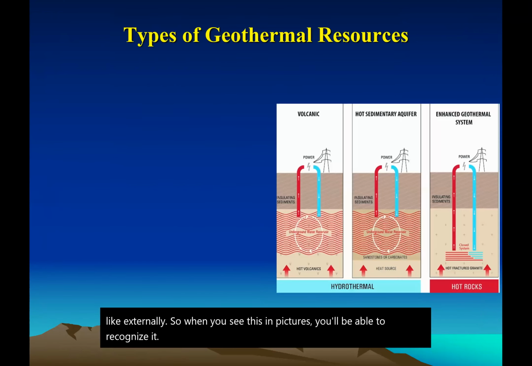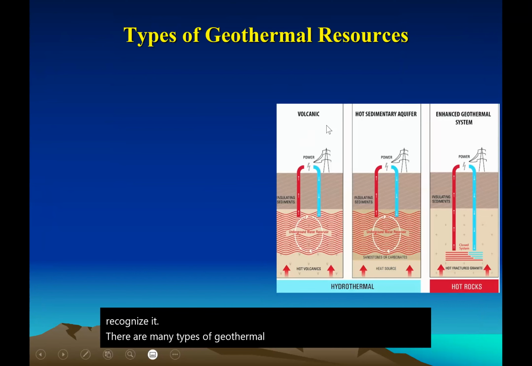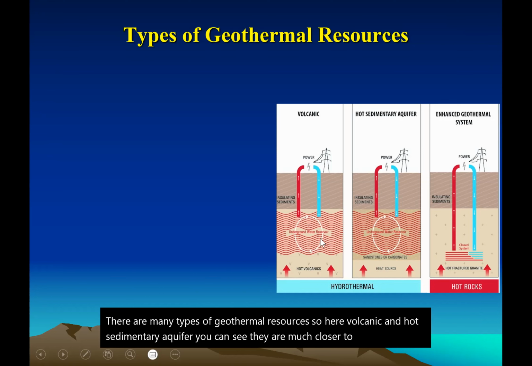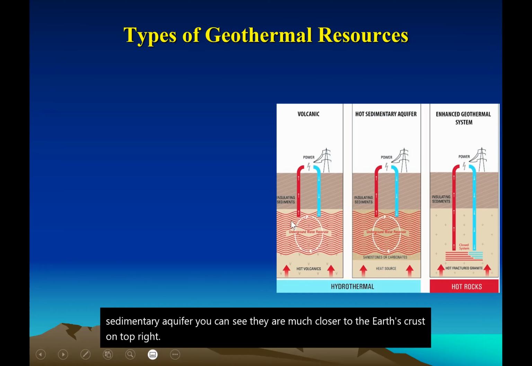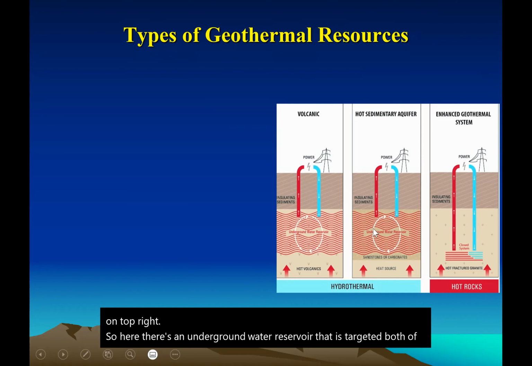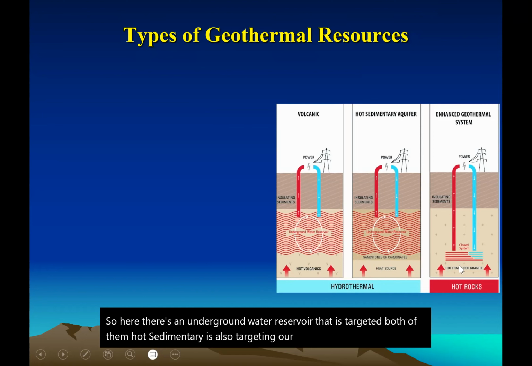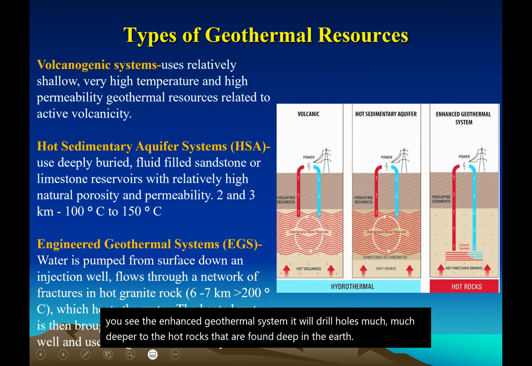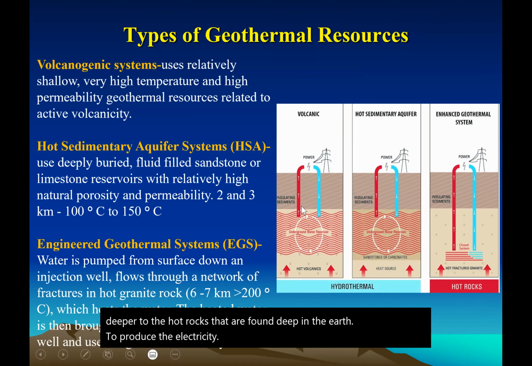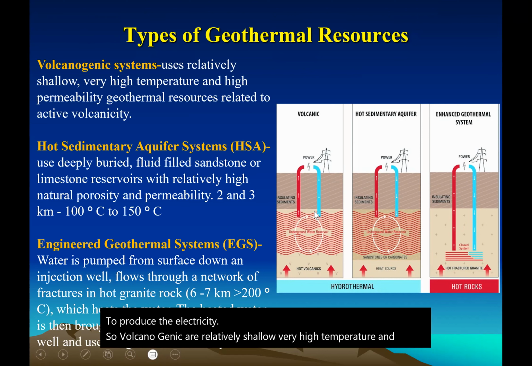There are many types of geothermal resources. Here, volcanic and hot sedimentary aquifer, you can see they are much closer to the Earth's crust on top, right? Here, there's an underwater reservoir that is targeted. Hot sedimentary is also targeting an underwater reservoir, whereas the enhanced geothermal system will drill holes much, much deeper to the hot rocks that are found deep in the earth to produce electricity. Volcanogenic resources are relatively shallow, very high temperature, and high permeability geothermal resources.